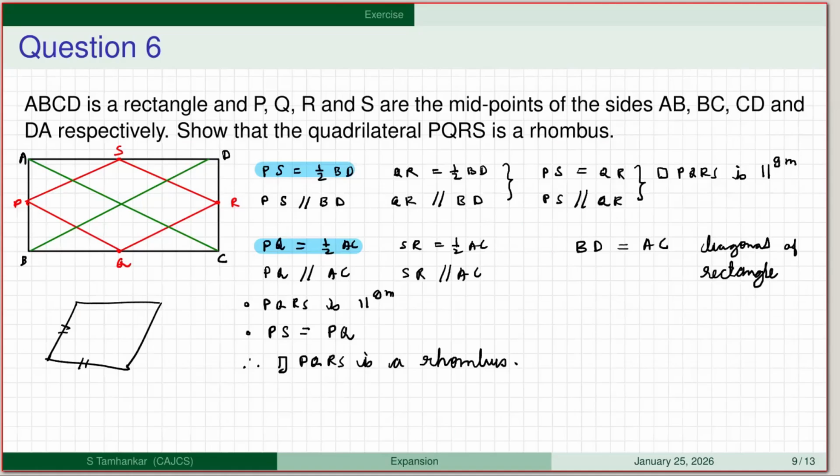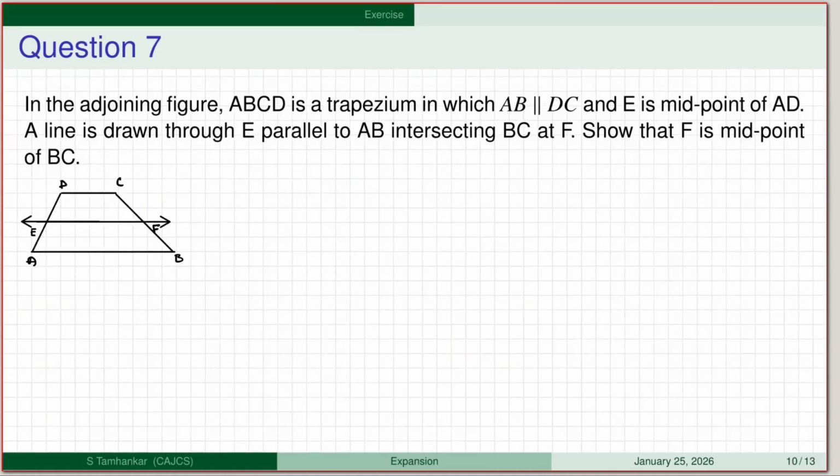Okay, now we move to the next question. So this is your next question. Again, pause the video, give it a try, and then we will discuss the solution. The information provided here is AB is parallel to DC, and the line passing through E, which is a midpoint, is also parallel.